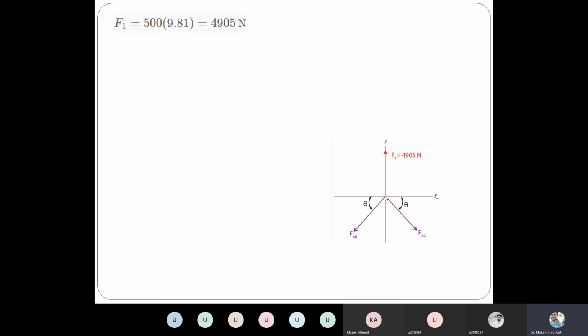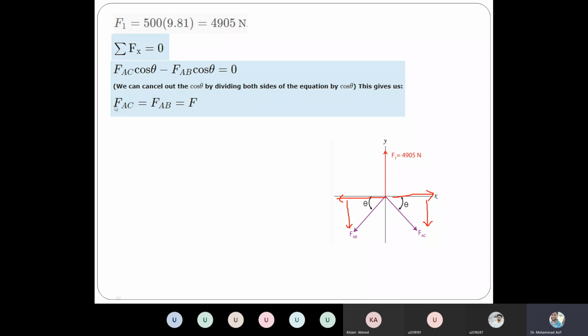And we know that this is acting in the upward direction, so it will have two components. Every force will have two components, one in the x direction, one in the y direction. Similarly, this force will have two components, one in the x direction, one in the y direction. And then we can apply the first equation. From the first one, we know that both forces are equal, so let's give that the name F. So let's say this is F.